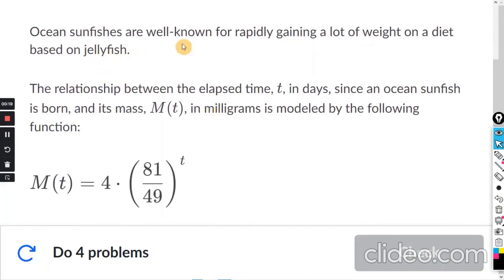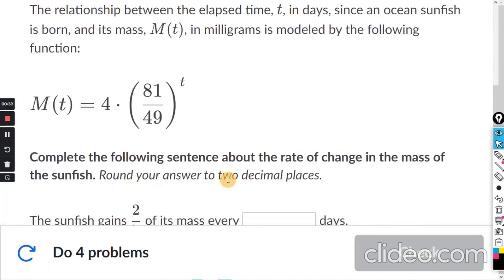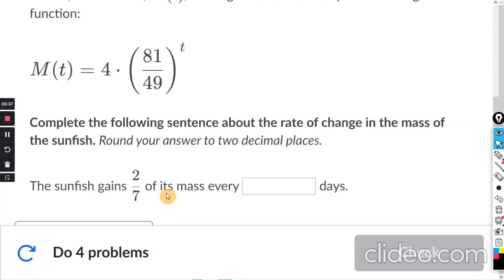Ocean sunfishes are well known for rapidly gaining a lot of weight on a diet based on jellyfish. The relationship between the time t and days since the fish is born and its mass m of t in milligrams is modeled by this function. Complete the sentence, round to 2 decimals. The sunfish gains 2/7 of its mass every blank days.